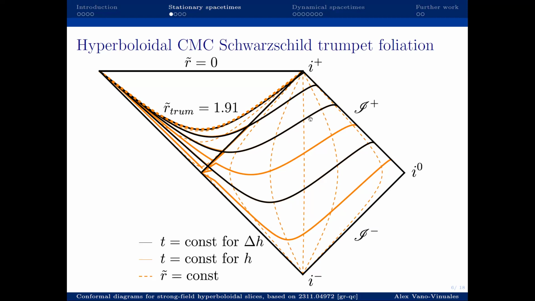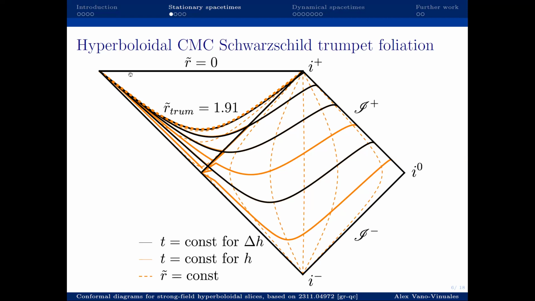The first thing to notice here is that I'm calling something r tilde trum. This is the innermost Schwarzschild radial coordinate that is reached with the hyperboloidal trumpet slices. So no slices will get closer, in terms of the Schwarzschild radial coordinate, than 1.91 to the singularity, because the singularity is avoided. That's what I mentioned before. Depending on the slices you choose, that changes. And these again are constant mean curvature slices.